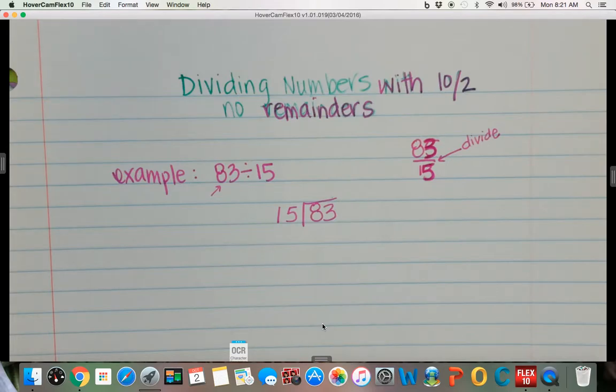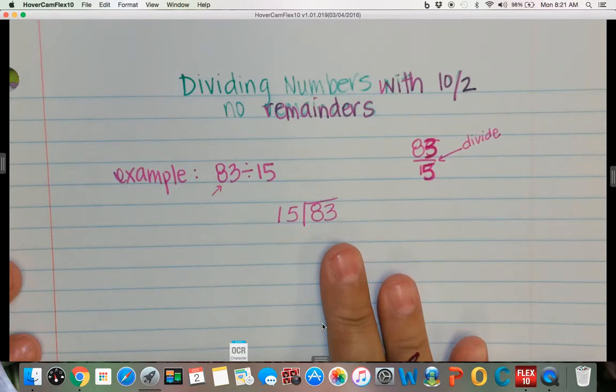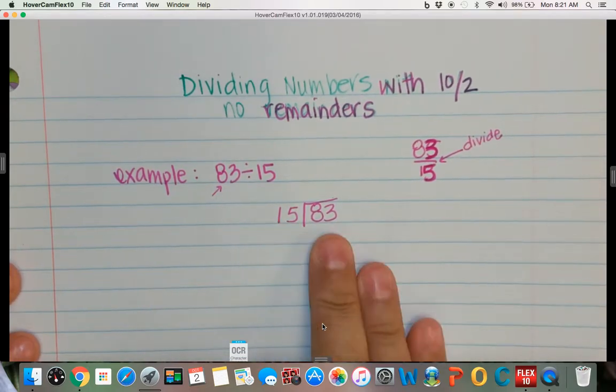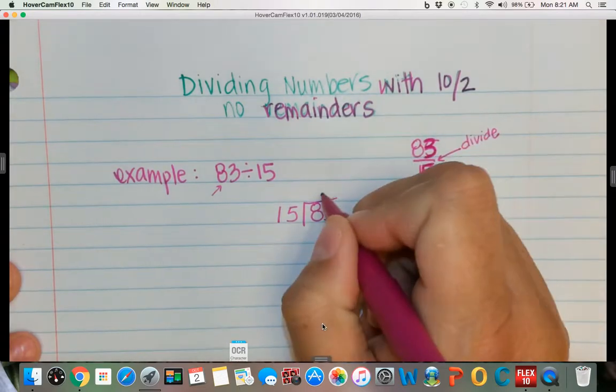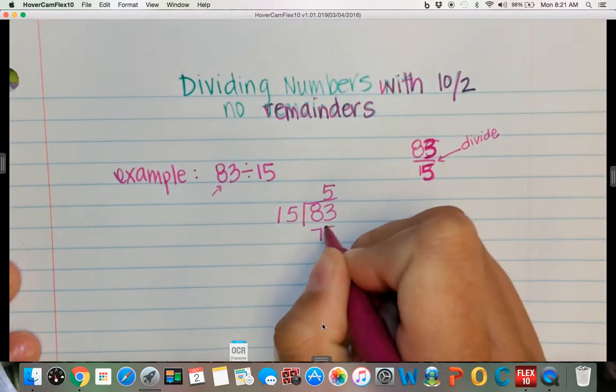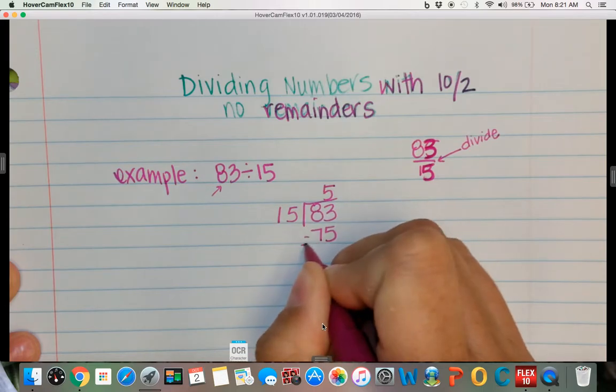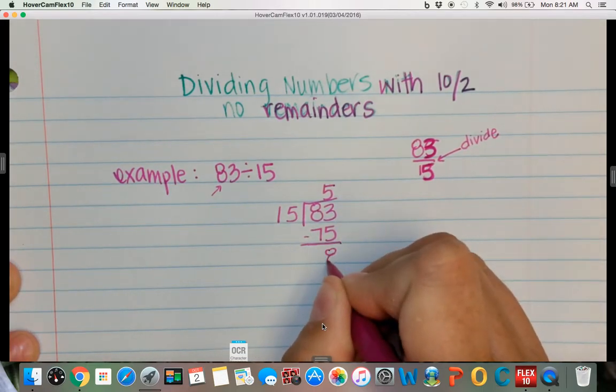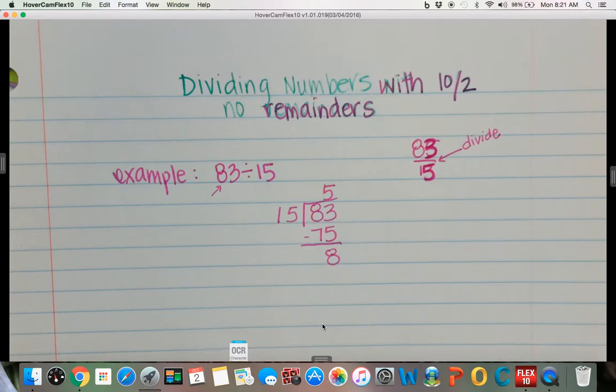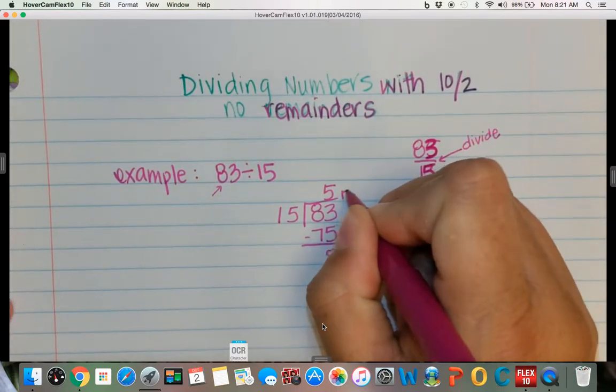Okay, so there are two ways to not have remainders when you are dividing. And I'm going to show you both ways, and I will use a highlighter just so you can see it a little bit better. But first we're going to start just by dividing. So 15 goes into 83 5 times, which is 5 times 15 is 75. I have 8 left over. And if you were to do this like the book wants you to, you would write 5 remainder 8.